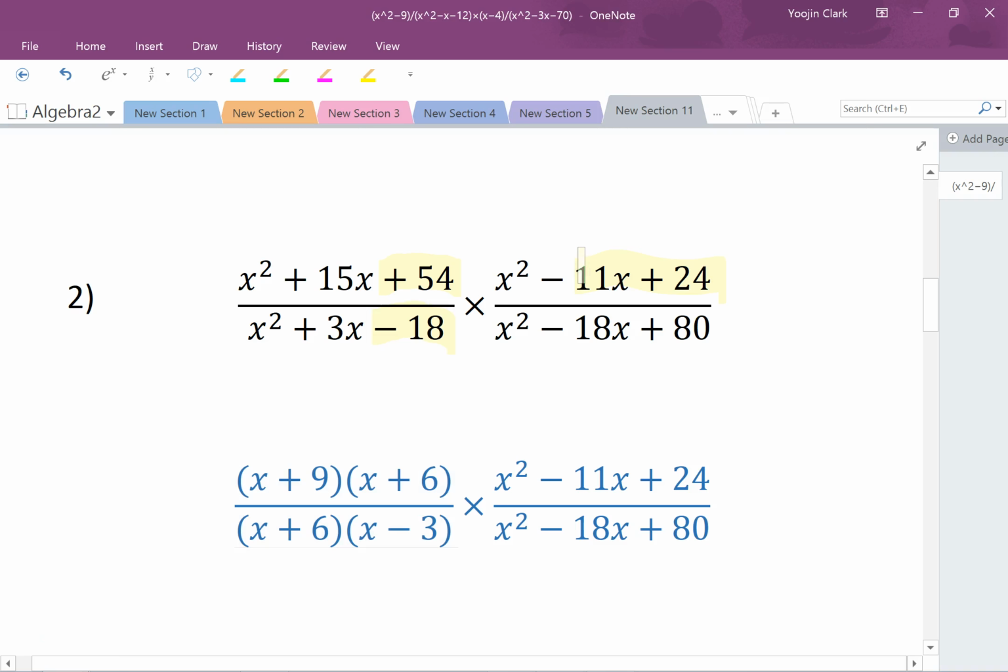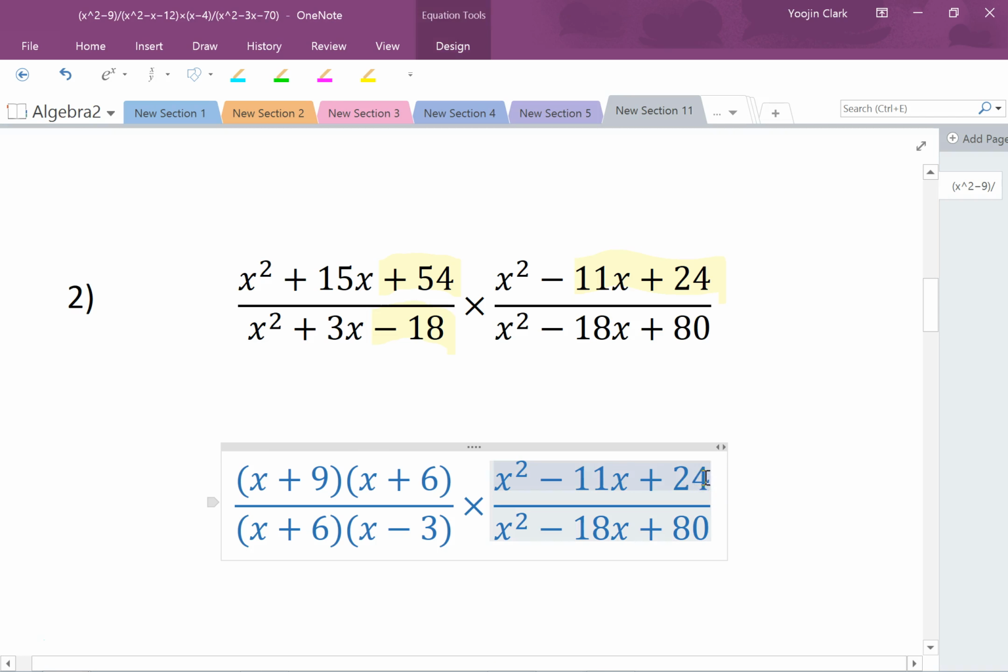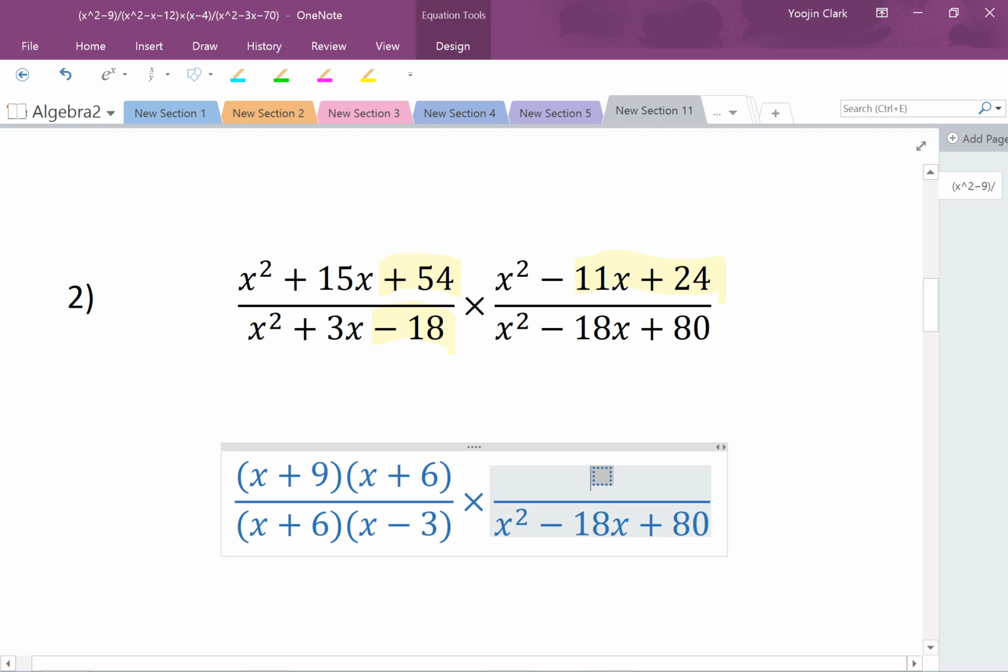2 factors of 24 that add to 11. So 3 times 8 is 24. And 8 plus 3 is 11. So whenever there is a positive here, both factors get the same sign in the middle. There's negative there, there's negative there. They both get the same sign. So minus 8 minus 3 is minus 11.